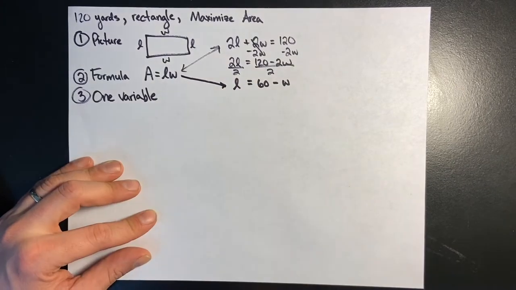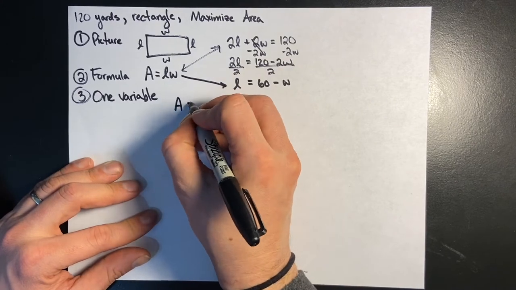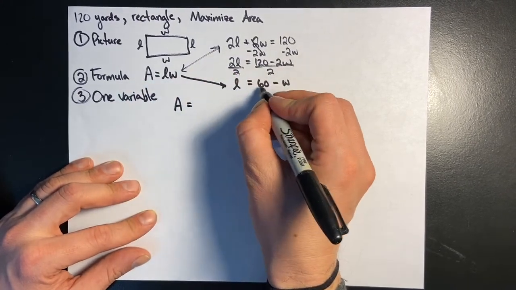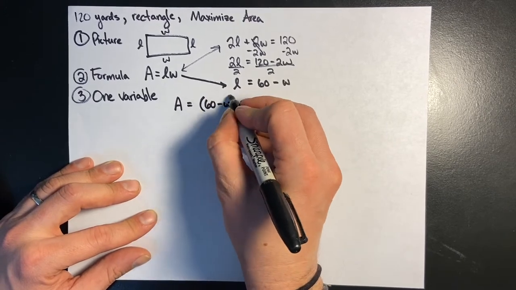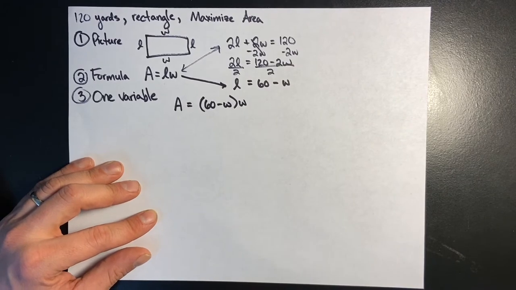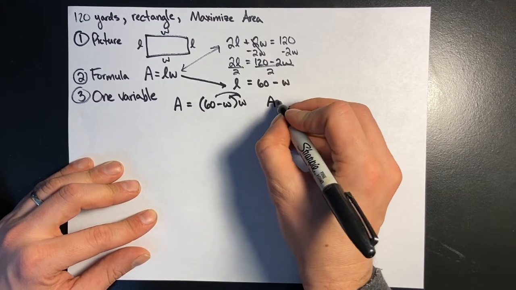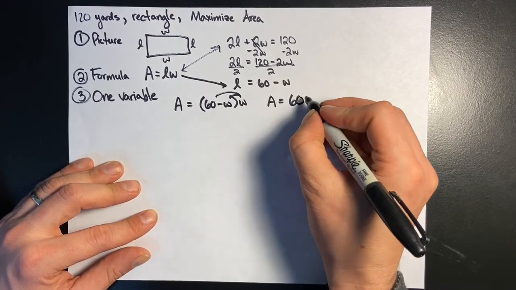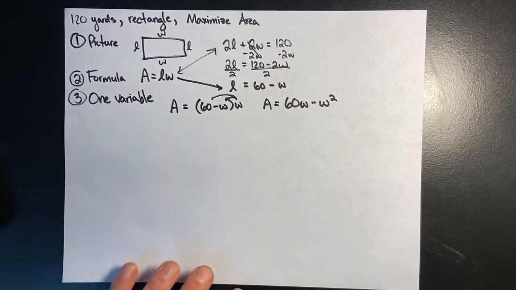So now the equation that I have in one variable is A equals, instead of L, I'm going to replace it with 60 minus W, and W is W. If I want, I can distribute that, which I'm going to do. That might come in handy, and say A equals 60W minus W squared.